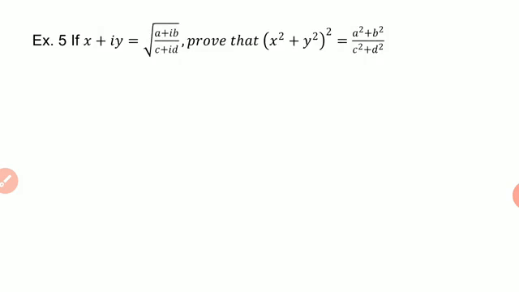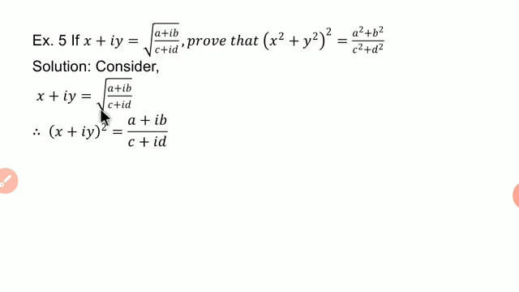Now consider the next example, example number 5. If x plus iy is equal to square root of (a plus ib upon c plus id), prove that (x square plus y square) bracket square is equal to (a square plus b square) divided by (c square plus d square). In a similar way, consider the given thing. Solution: consider x plus iy is equal to square root of (a plus ib upon c plus id). Now to simplify the square root, we take the square on both sides. So we get (x plus iy) bracket square is equal to a plus ib upon c plus id.